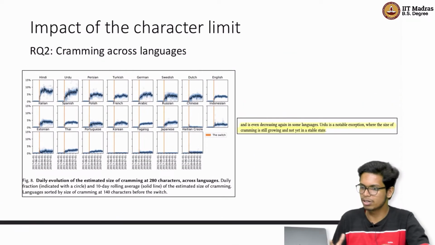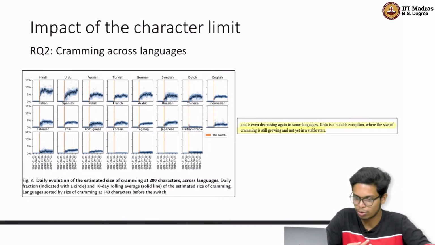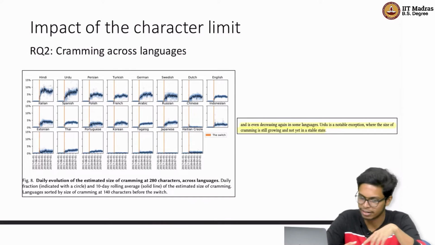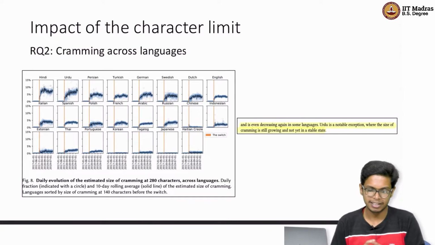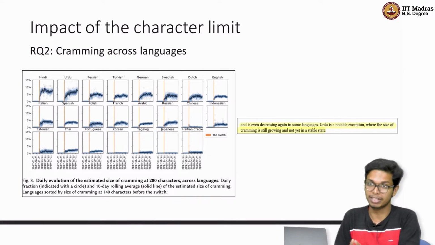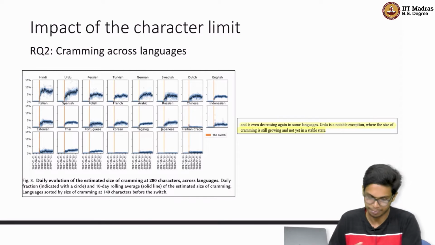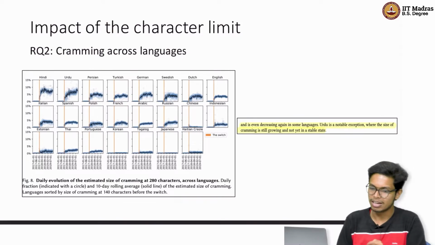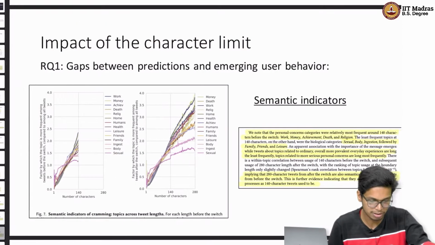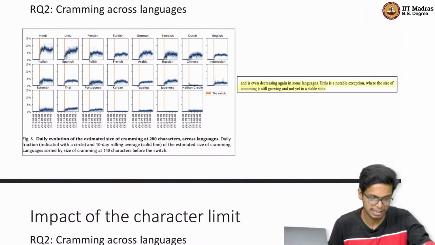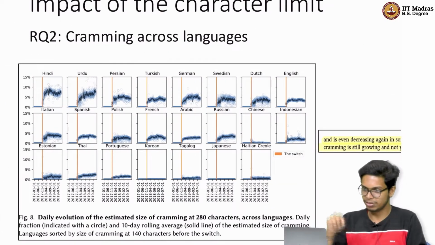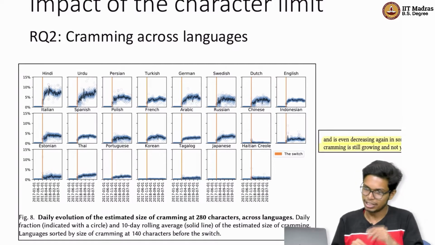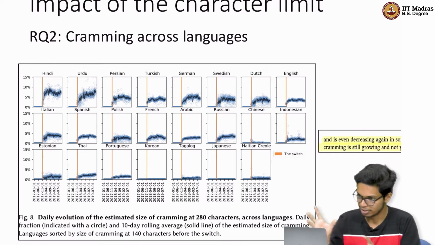Now let's move on to the second research question. We've already established that whenever people are forced to write content in a specific character limit, they cram it up to that point. At 140, they cram till 140. If you limit the tweet length to 280, they cram till 280. But does this pattern also change across languages, geographies and demographic data? The authors also conducted this analysis across languages, where you observe the largest deviation for Hindi, Urdu, Persian, Turkish, all these languages.